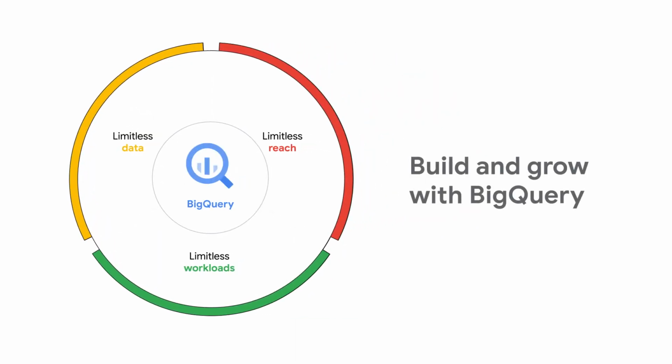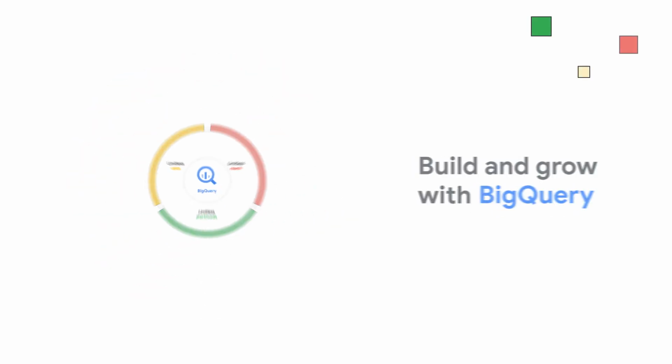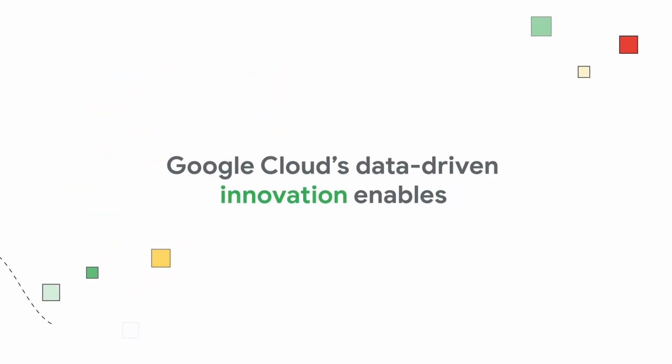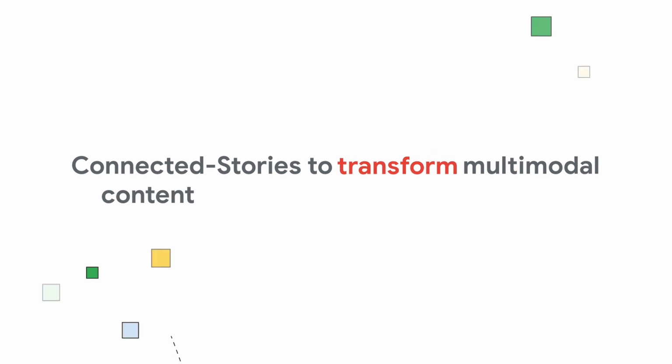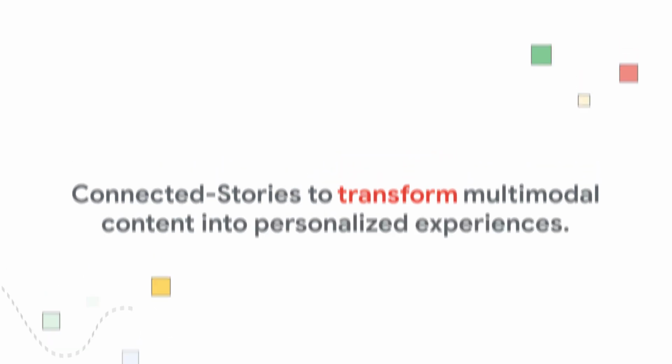Connected Stories needs access to limitless data, data stores, and processing power to optimize ads, along with machine learning and artificial intelligence. Google partners, like Connected Stories, can build and grow with BigQuery. Google's data-driven innovation enables Connected Stories to transform multimodal content into personalized experiences.